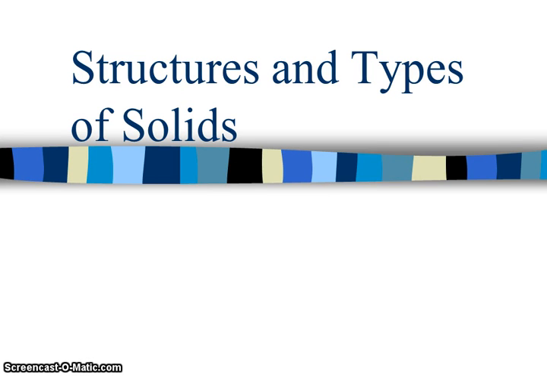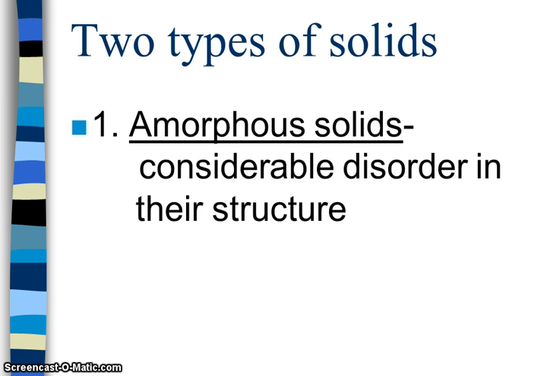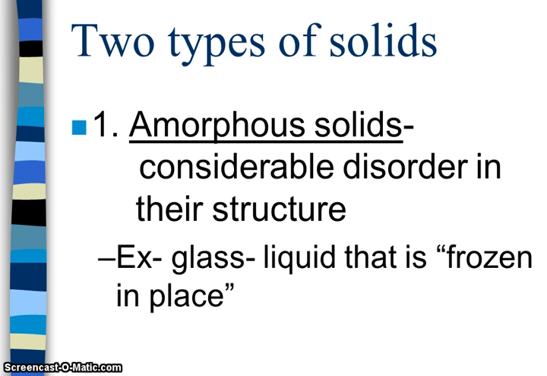Structures and types of solids. We're going to classify solids into two categories according to how they're arranged. Our first type of solid is called an amorphous solid. When we look at amorphous solids, they have considerable disorder in their structure. In other words, they lack a long-range order in the way that their atoms are arranged. A good example would be glass, a liquid that's frozen into place.